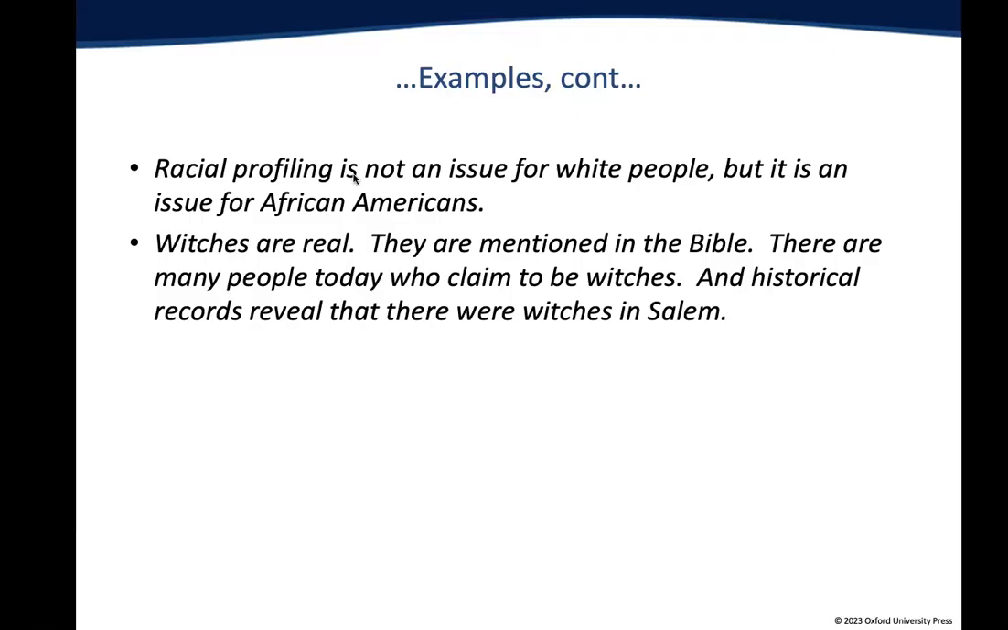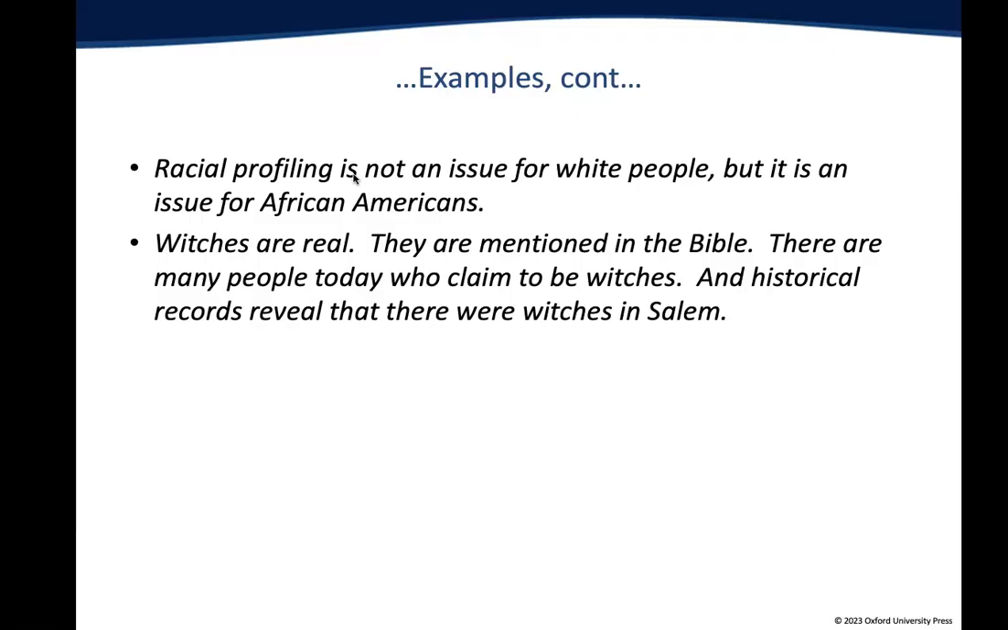The second one, on the other hand: witches are real. They're mentioned in the Bible. There are many people today who claim to be witches, and historical records reveal that there were witches in Salem. That one actually is an argument. So in this case, the conclusion is witches are real. And then there are a few premise statements there as well.